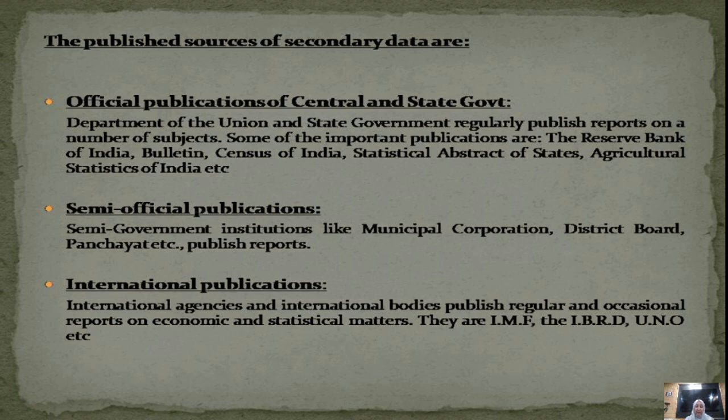Another source of secondary data is semi-official publications. Semi-government institutions like municipal corporations, district boards, panchayats, etc. publish these sorts of reports. Then we have international publications. International agencies and bodies publish regular and occasional reports on economic and statistical matters. For example, the IMF, the IBRD, UNO, etc.